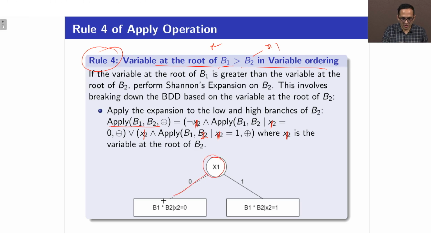If it is 0, I will apply B1, which does not have x1, and B2 with x2 restricted to 0, and this operator, and I will apply B1 and B2 with x2 equal to 1 and the operator. This is the rule. I have to apply this repeatedly, because this is another BDD operation now. I will keep doing this to construct the final BDD. So, see, I have not constructed the initial BDD here.